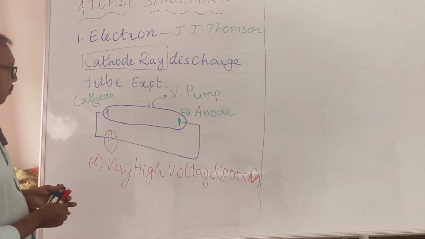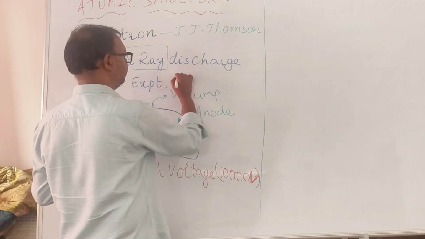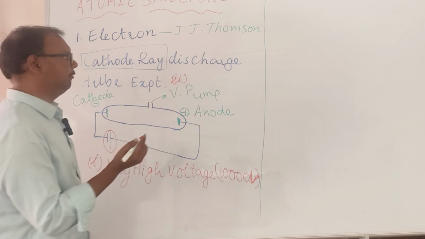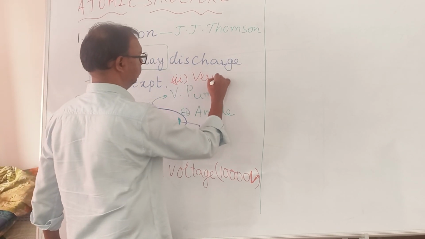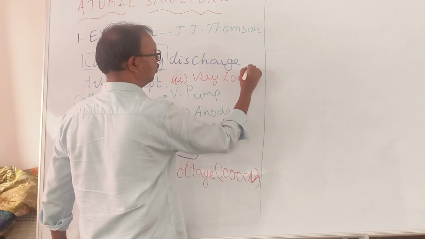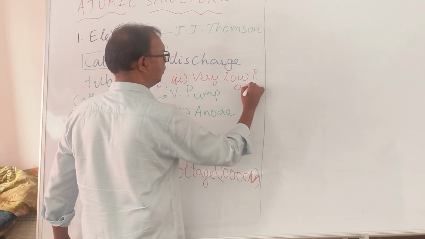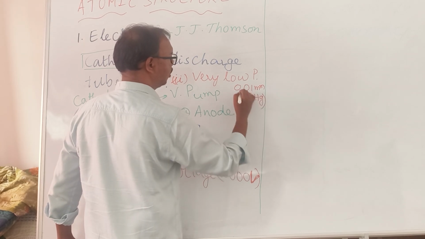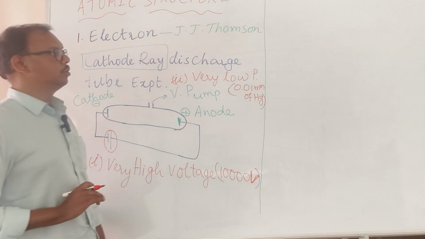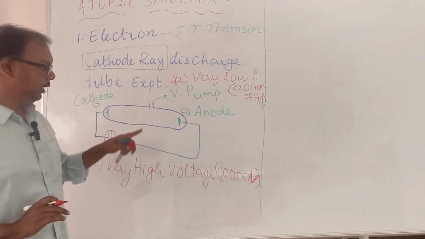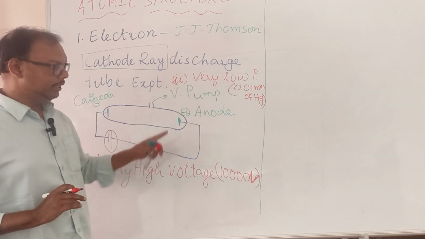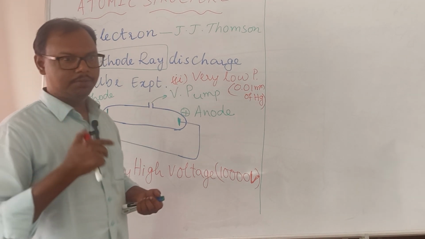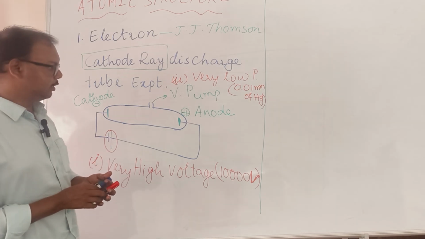By using a vacuum pump, you have to create very low pressure, that is 0.01 millimeters of Hg, mercury. It is a barometer reading. 0.01 millimeters of Hg is required. When you apply these two conditions, only then are the cathode rays produced in the cathode ray tube experiment.